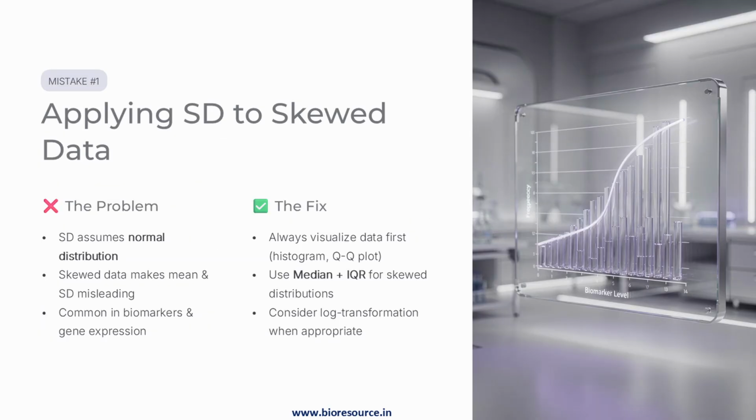A common mistake is using standard deviation for skewed data. Many biological datasets are not normally distributed. In such cases, the mean is already biased and the standard deviation becomes misleading. A better approach is to use the median and interquartile range. And this is just one of the common mistakes.